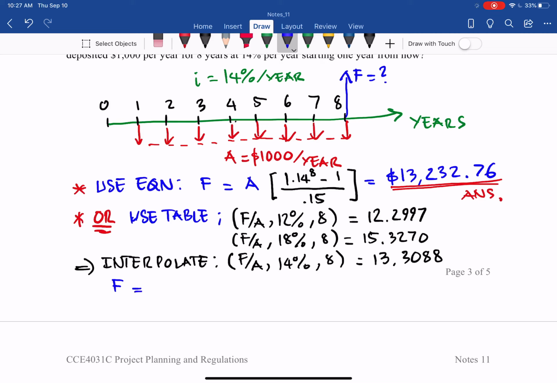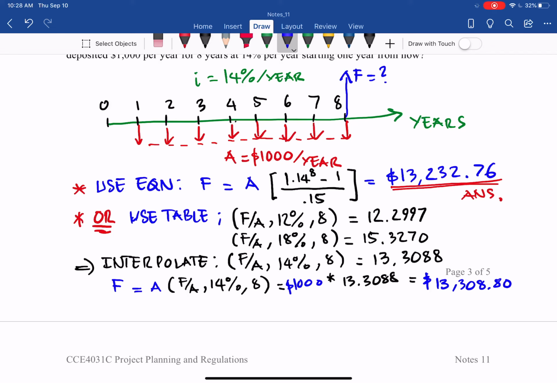So from that one, we can have the equation here. If we use the table, F equals A times the factor F over A, 14%, 8, and it equals A, 1,000 times 13.3088, and the answer will be 13,308.80. So you see it is a little more off compared to the equation you applied.